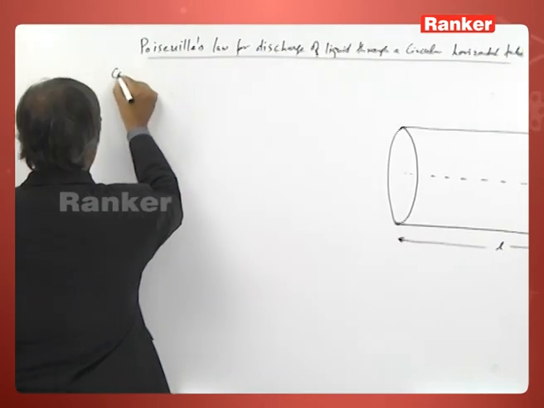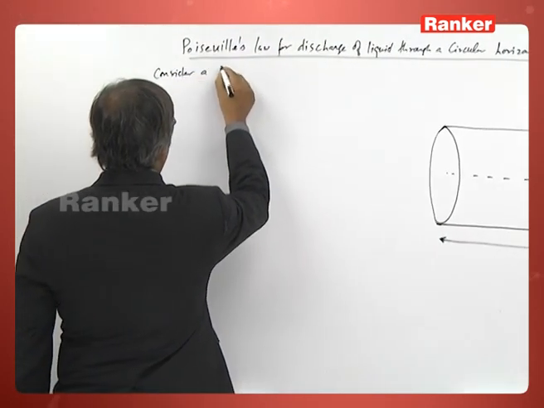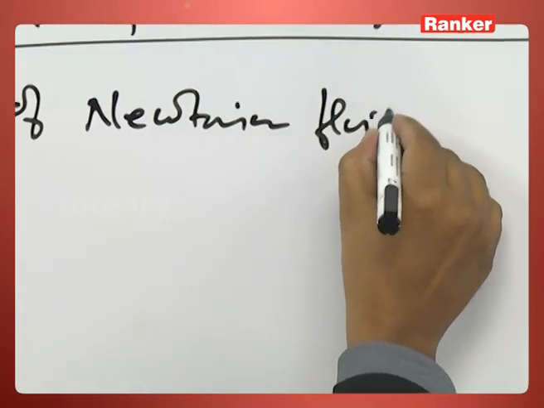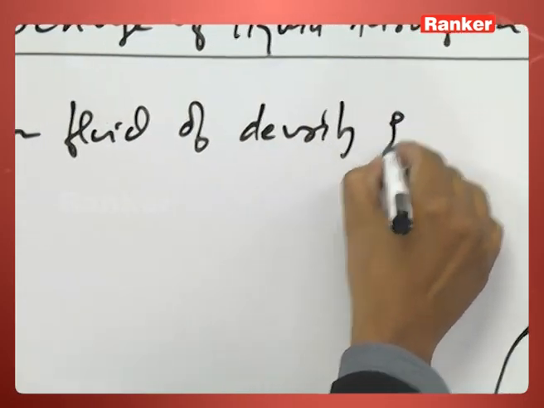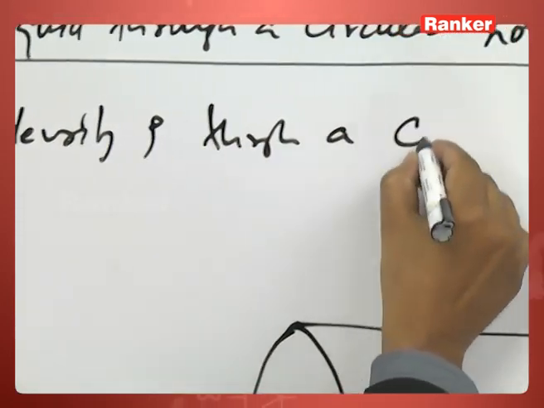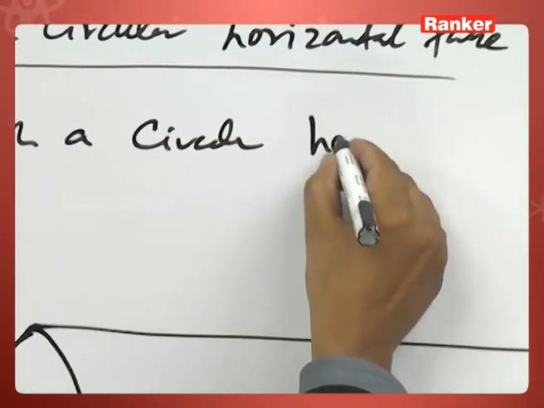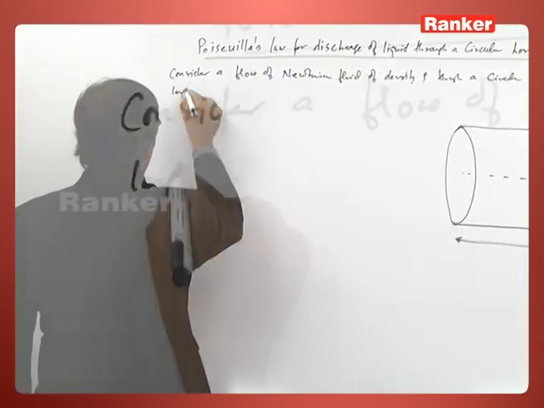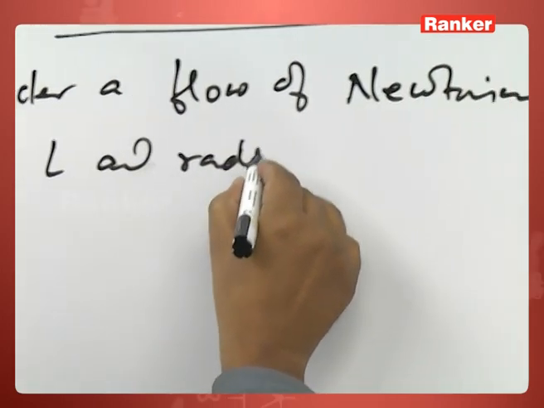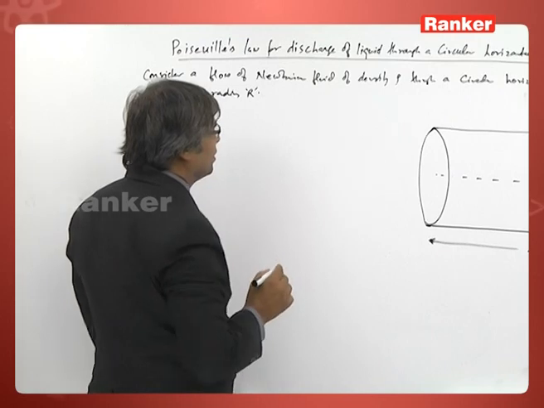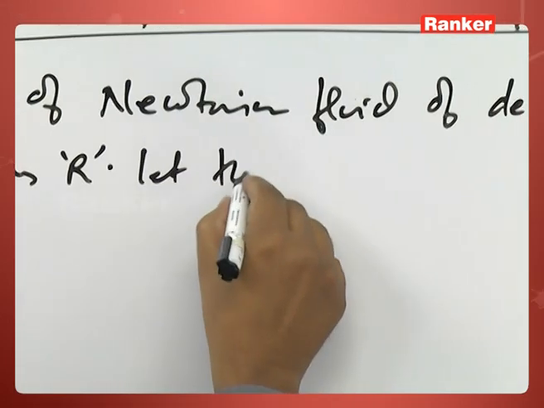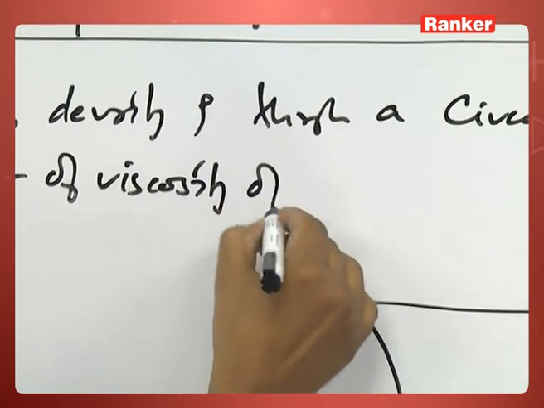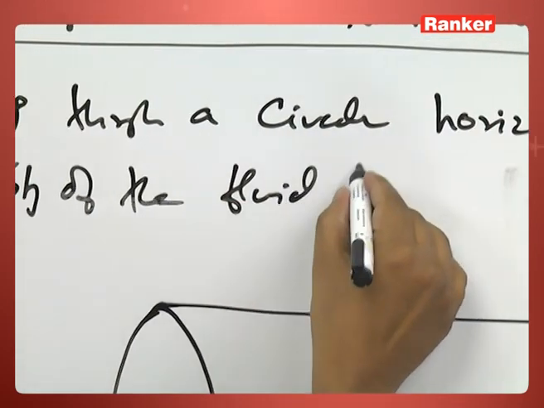So consider a flow of Newtonian fluid of density rho through a circular horizontal tube of length L and radius R. Let the coefficient of viscosity of the fluid be eta.